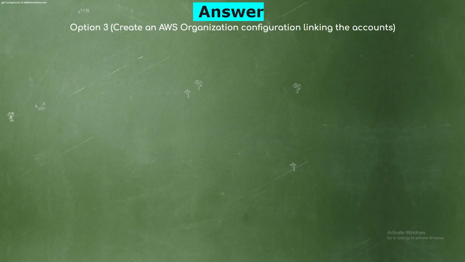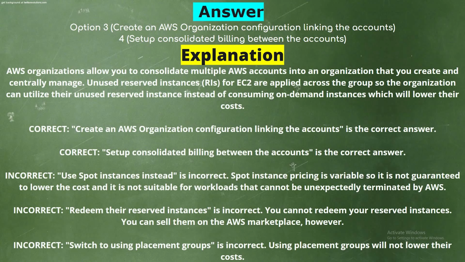And the correct answer is Option 3. Create an AWS organization configuration linking the accounts. And 4. Set up consolidated billing between the accounts. Explanation: AWS Organizations allows you to consolidate multiple AWS accounts into an organization that you create and centrally manage. Unused reserved instances for EC2 are applied across the group, so the organization can utilize their unused reserved instances instead of consuming on-demand instances, which will lower their cost. Correct. Create an AWS organization configuration linking the accounts is the correct answer. Correct. Set up consolidated billing between the accounts is the correct answer.